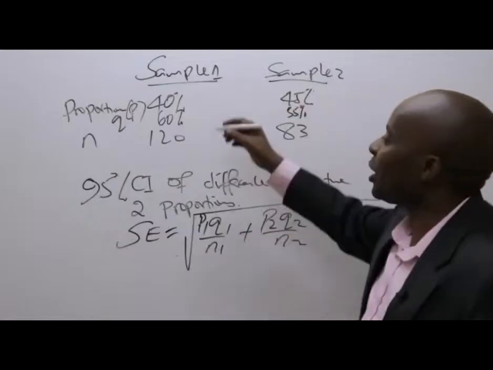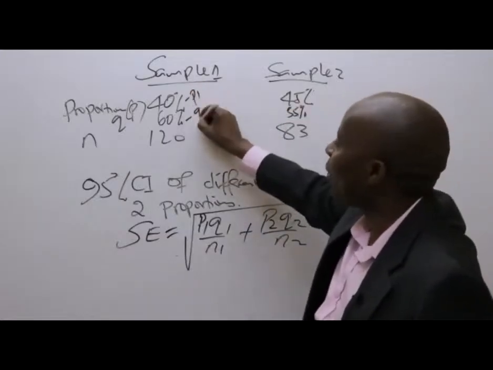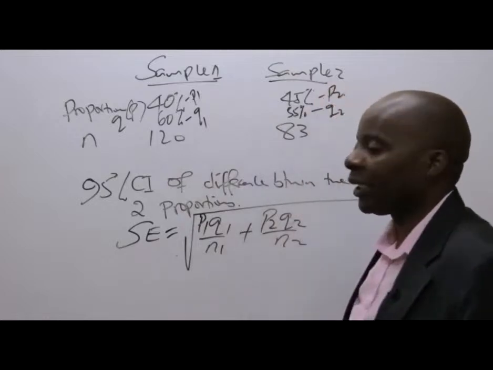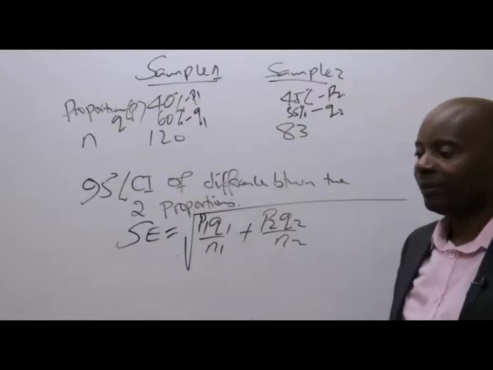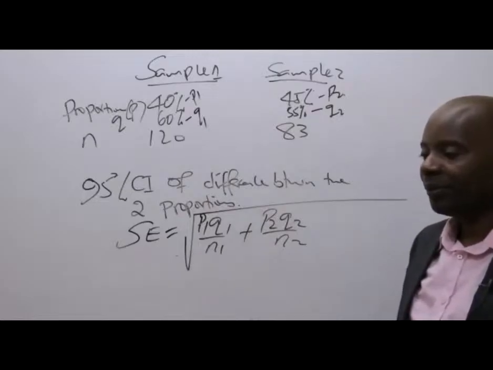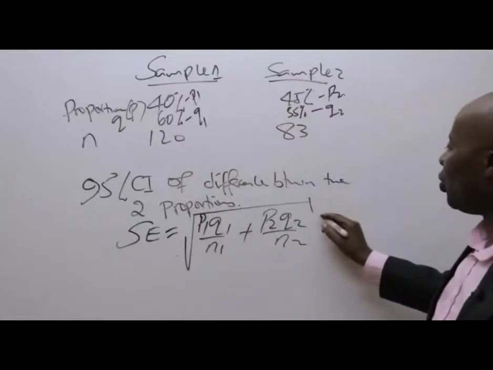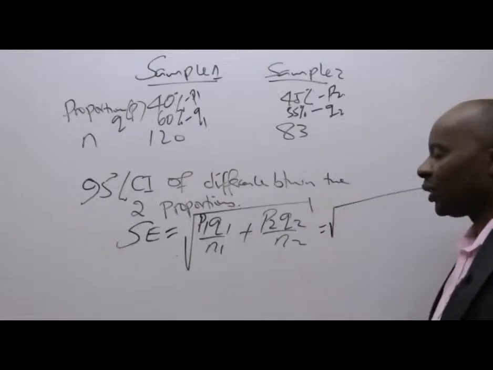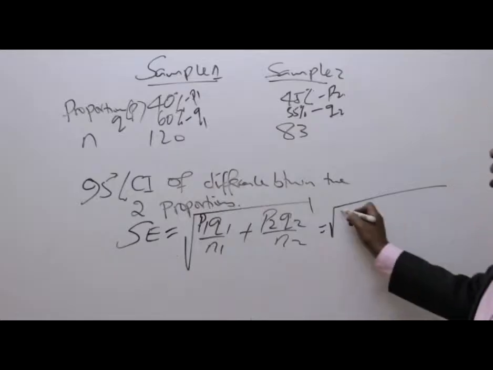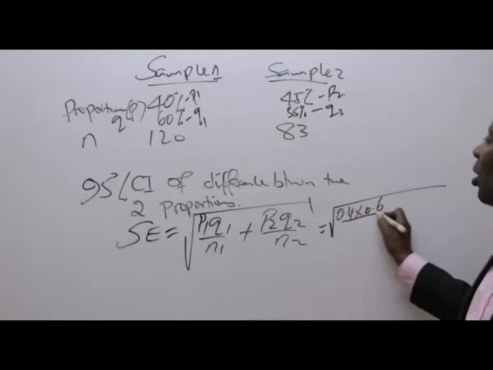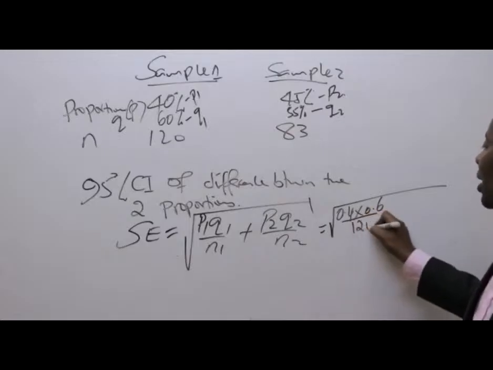So this is what I will call P1. This is what I'll call Q1. This is what I'll call P2. This is what I'll call Q2, like that. Come right away here and do your substitution beneath this. We have P1 is 0.4 times Q1, which is 0.6, all over N, which is 120.